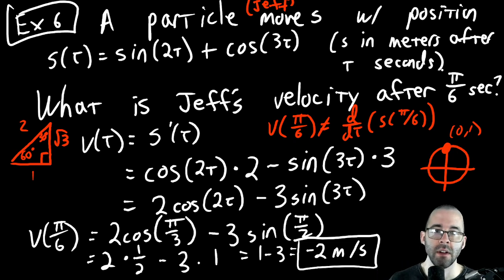All right. This says that Jeff, our particle named Jeff, is moving to the left at a speed of 2 meters per second. So the negative says he's moving to the left, and our units are meters and seconds. So the rate, the velocity, is going to be meters per second.